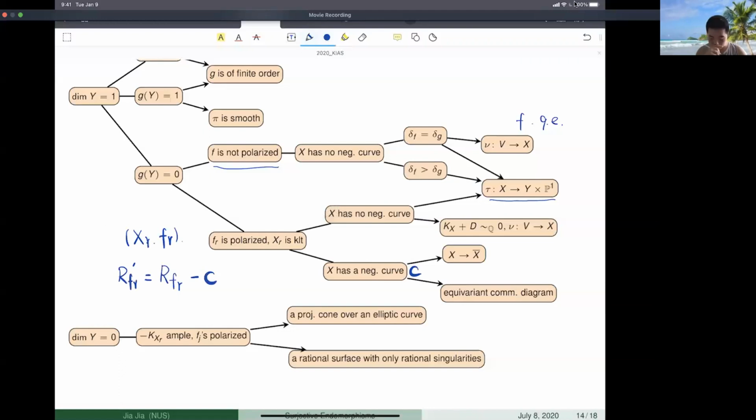If C does not intersect this one, by a result of Meng and Zhang, we can get this equivariant commutative diagram. If this C intersects this RFR prime, then we can show this X bar has only KLT singularities, and it's of Fano type.